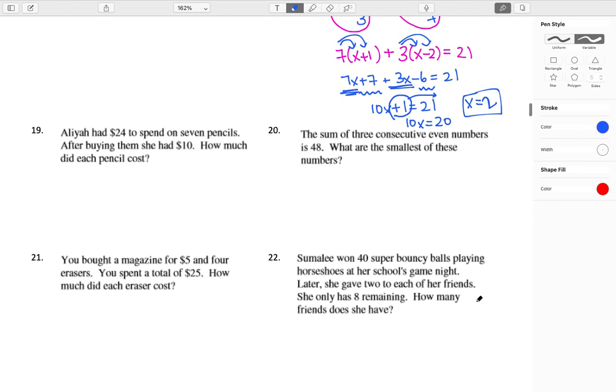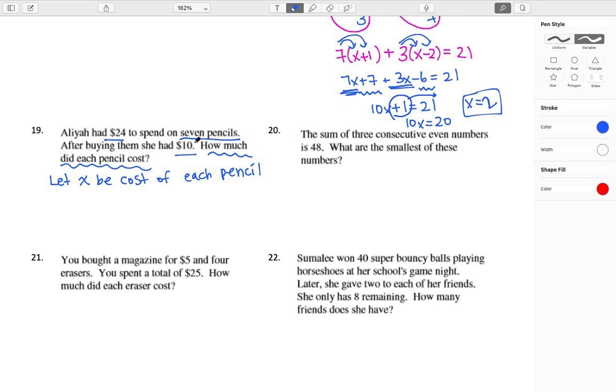So let's try doing some word problems. Number 19. Aliyah had $24 to spend on 7 pencils. After buying them, she had $10. How much did each pencil cost? So your let statement: let x be the cost of each pencil. That's what it's asking.